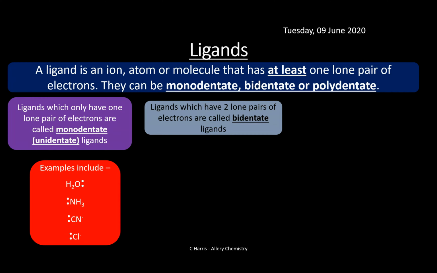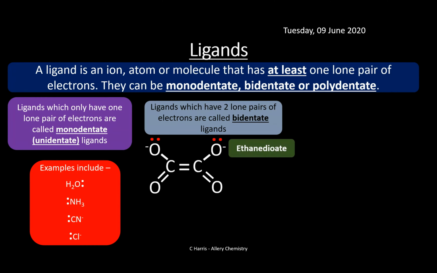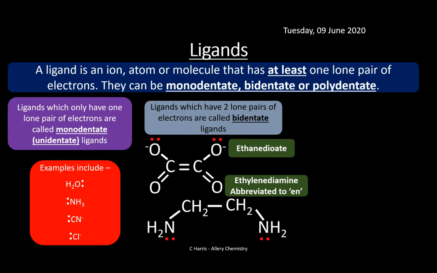And the specific examples that you need to know are ethanedioate, as you can see there, it's just like a dicarboxylic acid, with a lone pair obviously on the oxygen. And we also have ethylenediamine, or also abbreviated to en. So using en is just a bit quicker than writing all that molecule out.